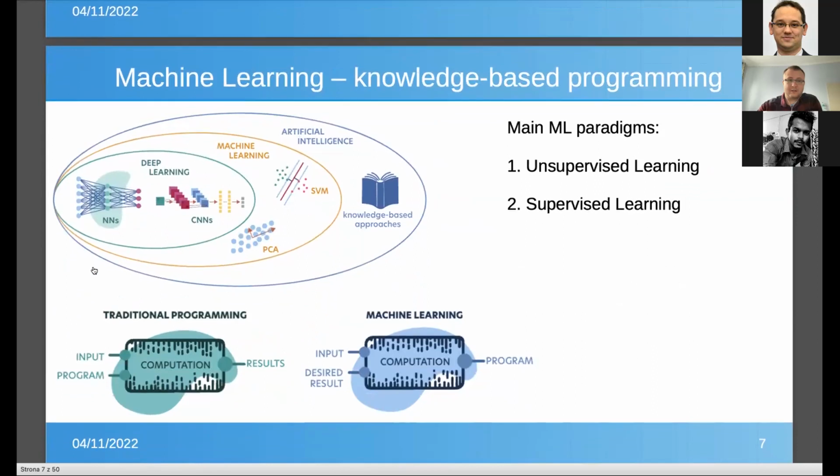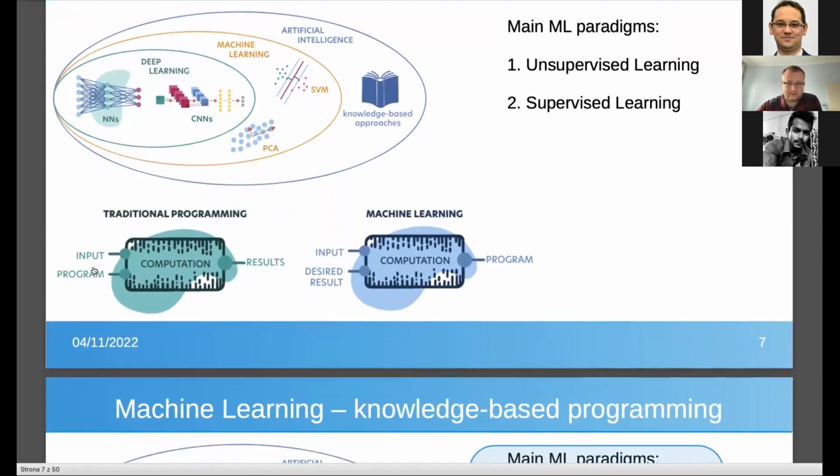And this paradigm of knowledge-based programming is usually considered in terms of unsupervised learning and supervised learning. In unsupervised learning, we don't have data labeled by us. We just allow the machine to find some common properties and extract the most common features from the data. In supervised learning, we provide the labeled data on which the machine can train the neural network model and our program in this machine learning approach.